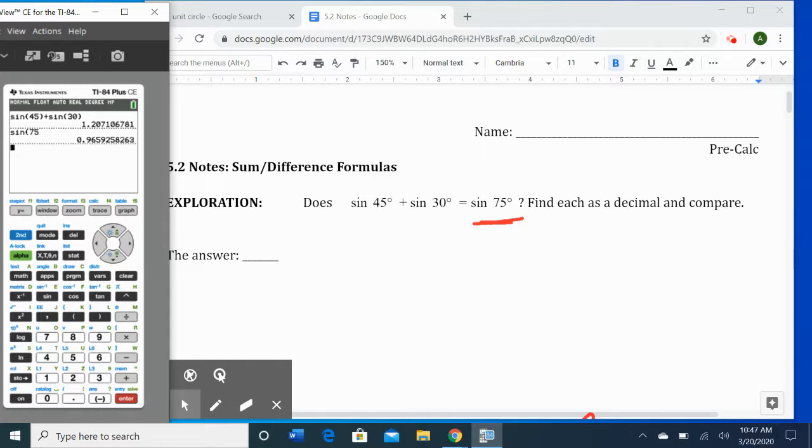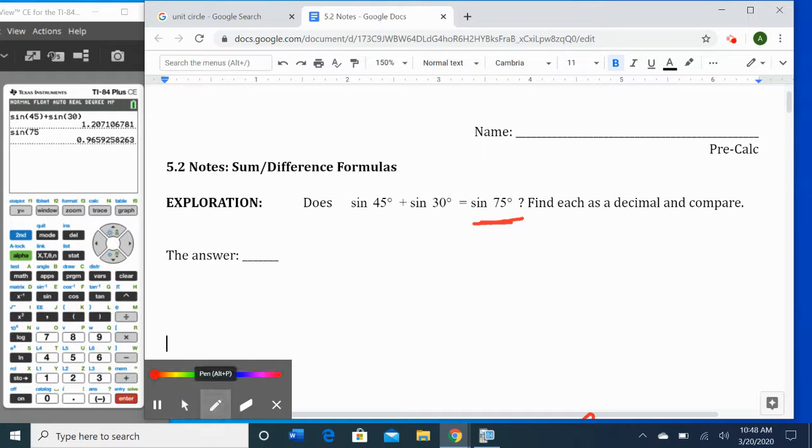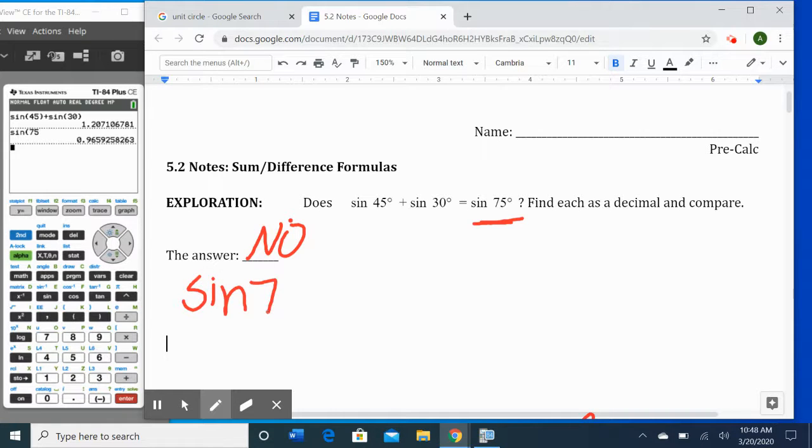So the short answer here, I'm just using decimals so that this didn't take too long, is no. These are not the same thing. It's actually a little more complicated. If I want to find the sine of 75 degrees, I am going to use the fact that 75 is 45 plus 30, but it's not as simple as saying the sine of 45 plus the sine of 30. It's a little more complicated than that.